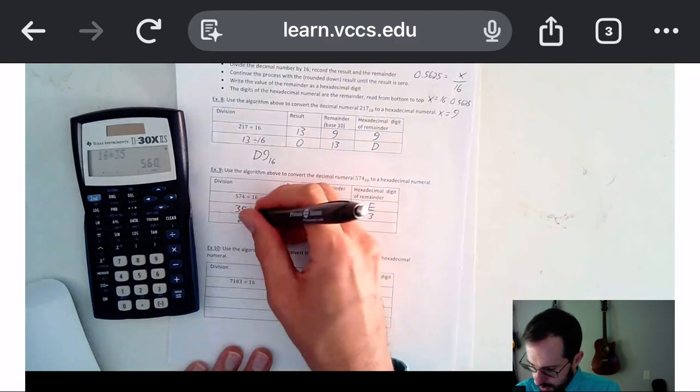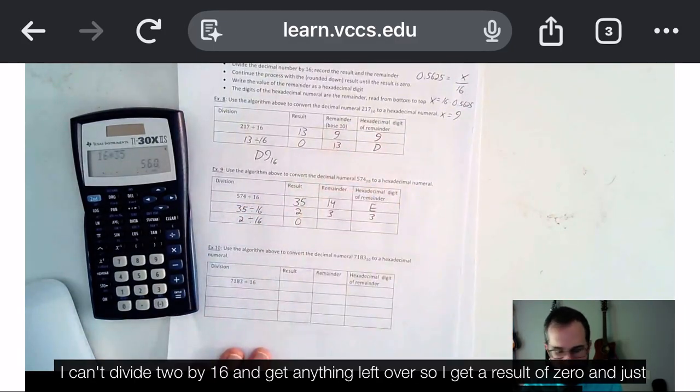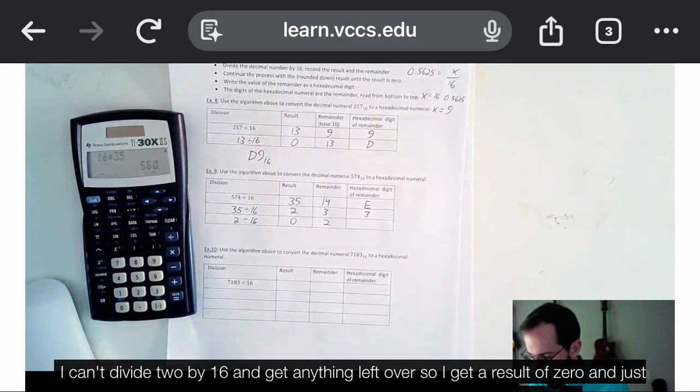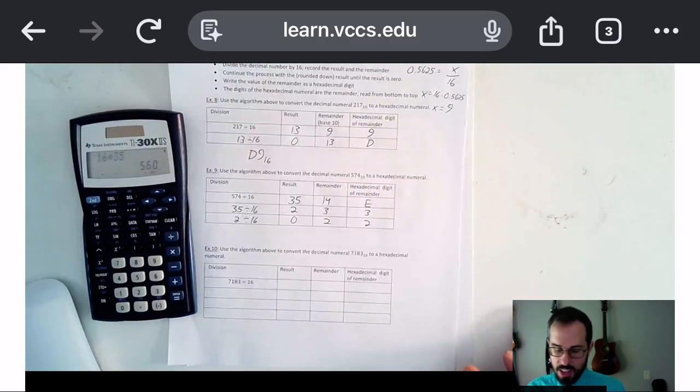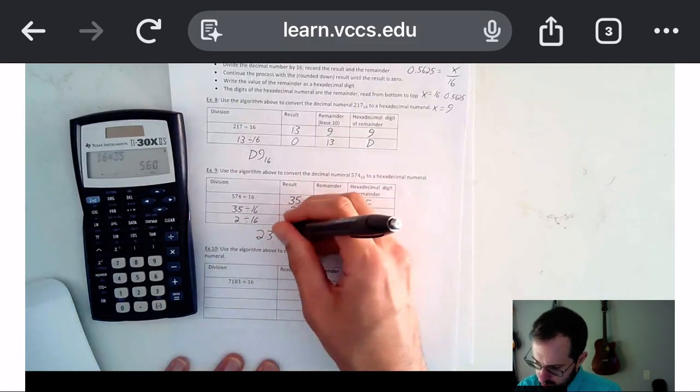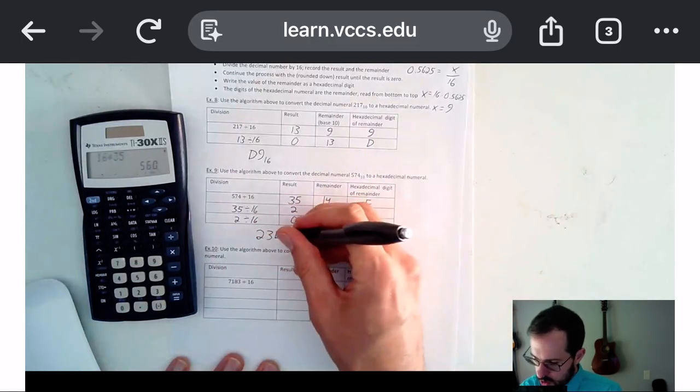Lastly, I take the result, try to divide that by 16. It's not going to work. I can't divide 2 by 16 and get anything left over. So I get a result of 0 and just have the remainder being 2, and the hexadecimal digit of 2. Again, any digit 0 through 9 can just be represented as the exact same thing. So this digit, reading from bottom to top, would be 23E base 16.